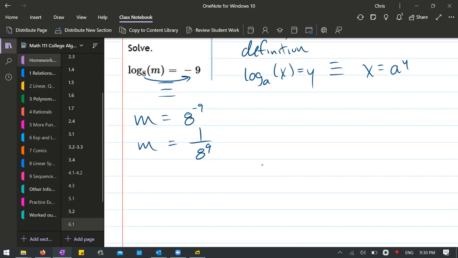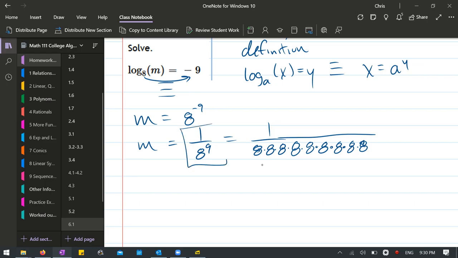You could write this as 8 times 8 times 8 times 8 times 8 times probably a few more 8s. Writing out 9 8s: 6, 7, 8, 9. However, this is a huge number, and your calculator may not be very happy if you try to plug it in. It's going to be a whole lot of digits. So I strongly recommend just go with that version right there, and we've solved for m.